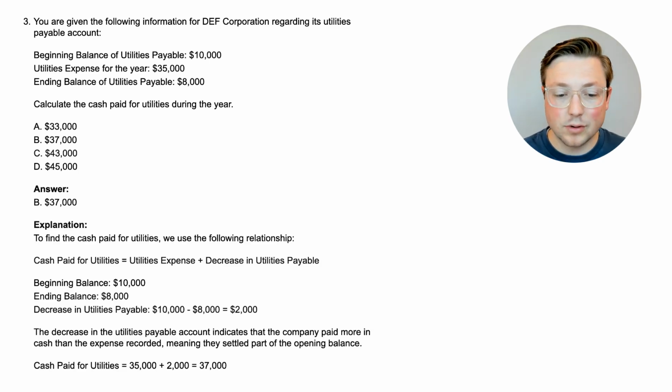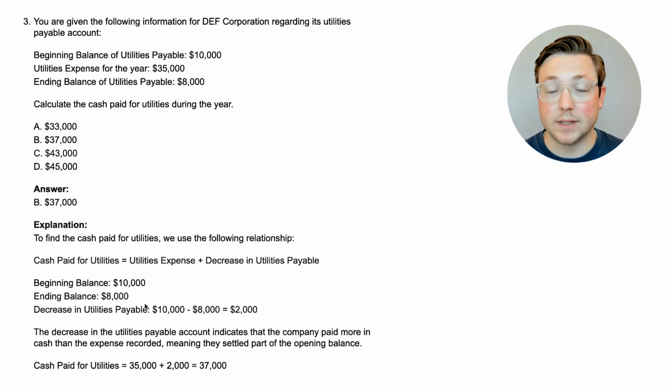And again, this isn't too complicated. You take the utilities expense plus the decrease or the increase in utilities payable, and that gives you how much was actually paid throughout the year. So think about it. You have the beginning balance of $10,000. You end with $8,000. So at the very least, you paid off $2,000 of that payable with cash. So that's a minimum of $2,000 right there.